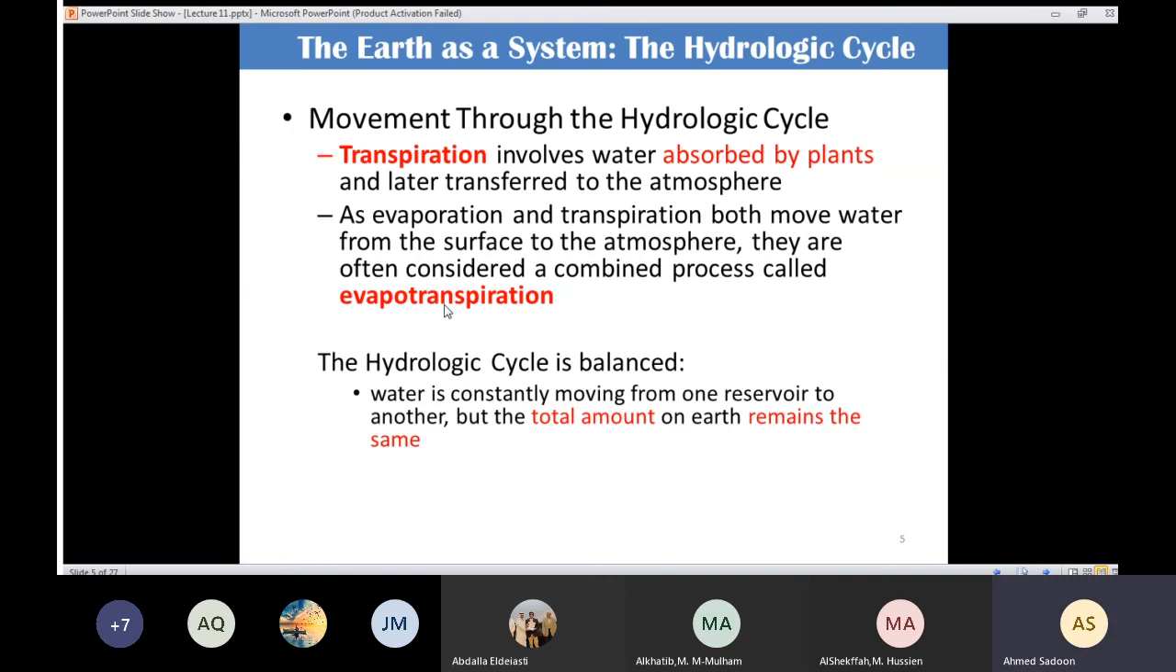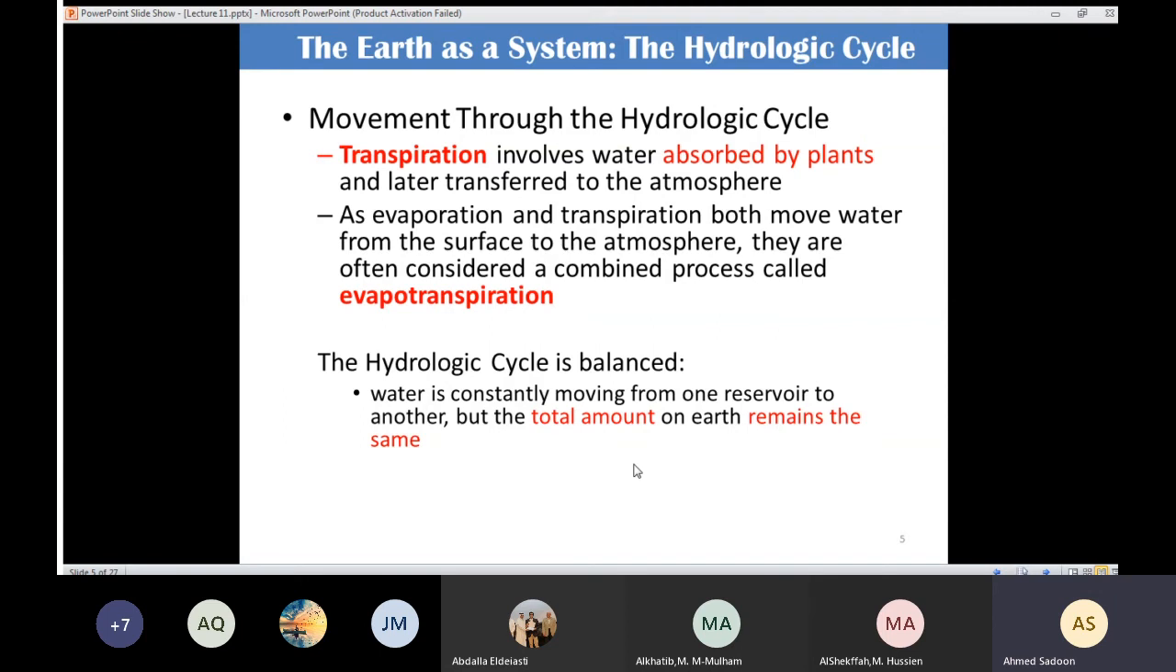Okay, and we need to remember that the hydrologic cycle is balanced. Balance means that even though the water moves from one form to another, the total amount on Earth remains the same. So the total amount is the same, even though it could be found in different forms. Again, we have the evaporation process, the precipitation process, and the transpiration process.